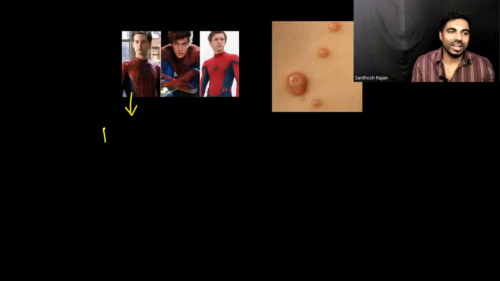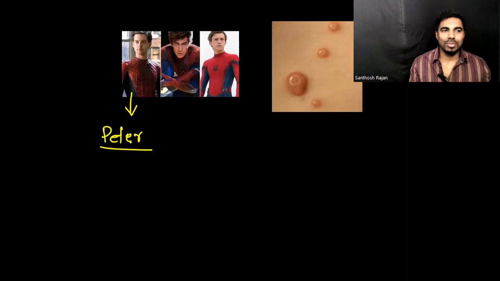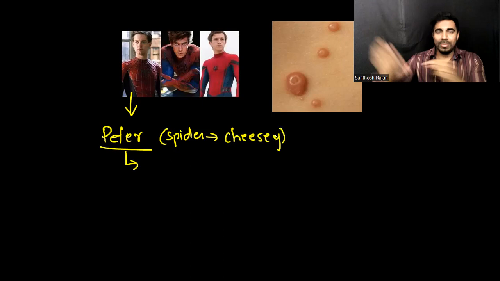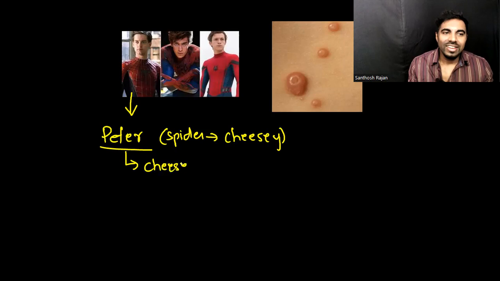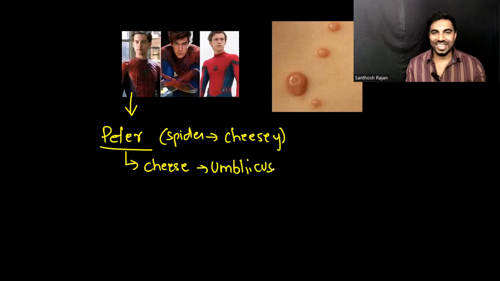Who is this? This is a Parker. Peter Parker. Remember Peter, but don't forget the Parker. Remember only the Peter. You're the Spider-Man guy. He's a spider, so something cheesy comes to mind, something which makes the web. He gets some cheesy material from his umbilicus. Something cheesy comes out of his umbilicus, number one.